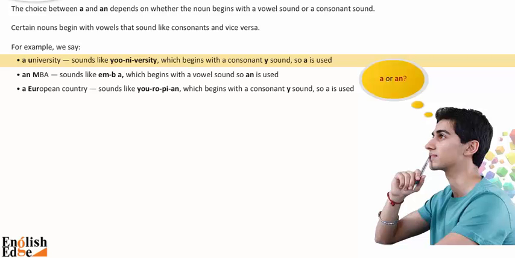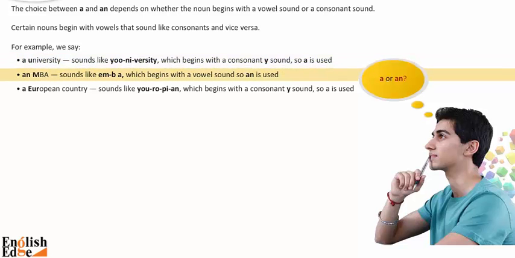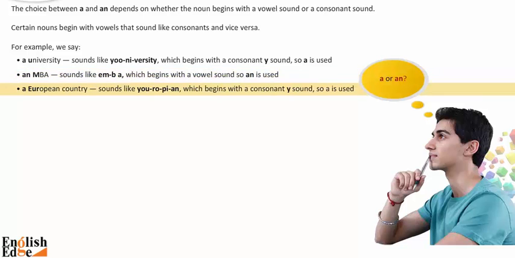So, a is used. An MBA. This word sounds like em-bee-ay, which begins with a vowel sound, so an is used. A European country. Here, European begins with a consonant y sound, so a is used.